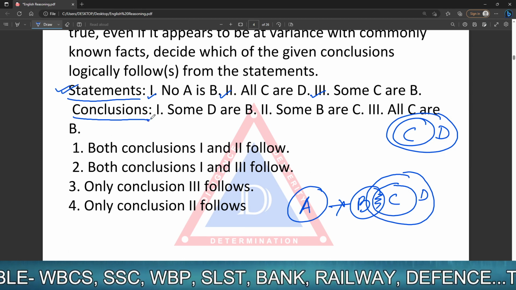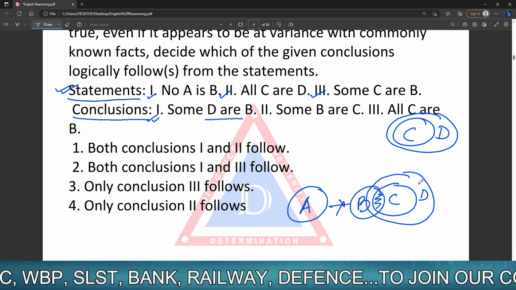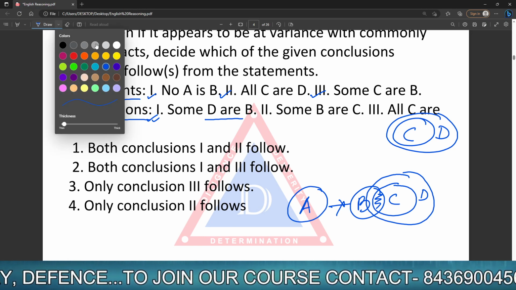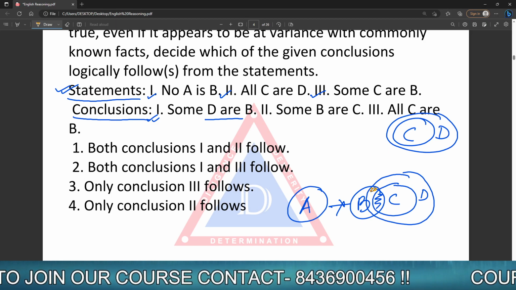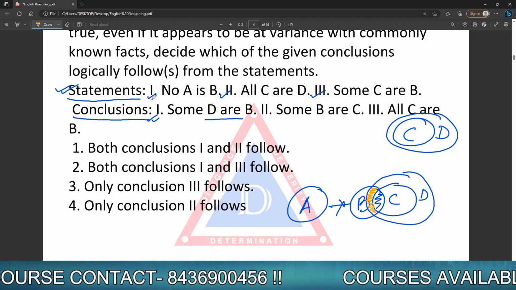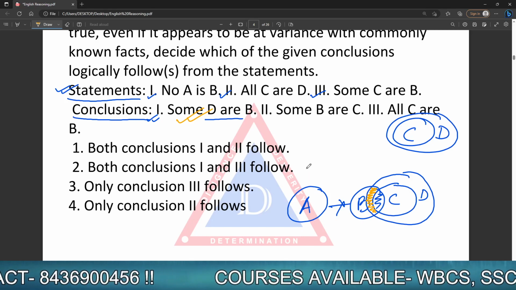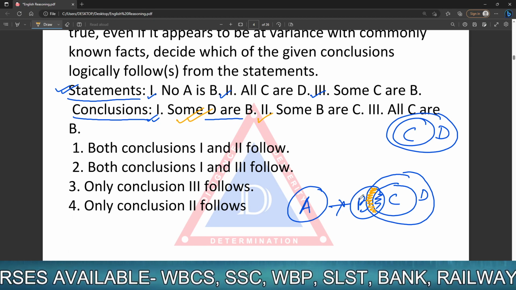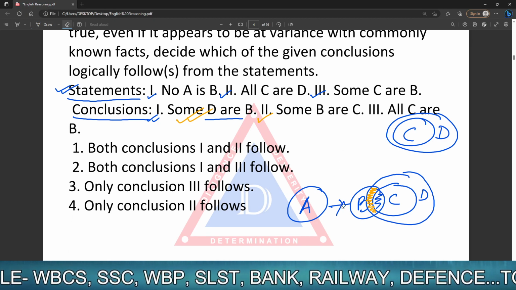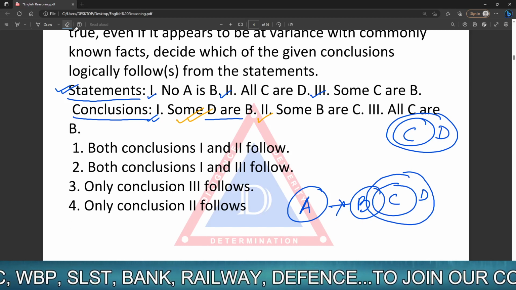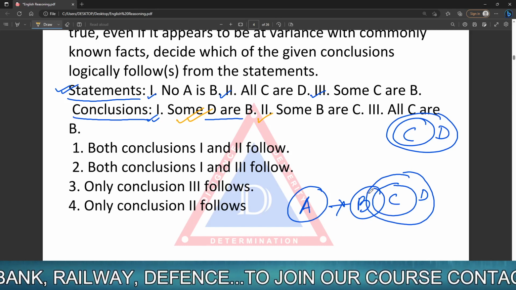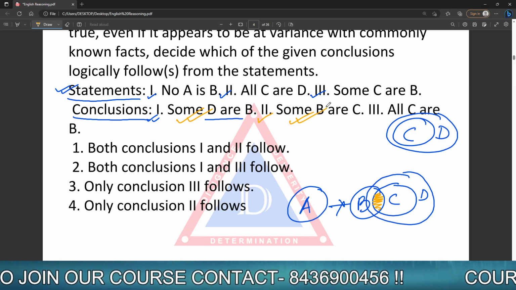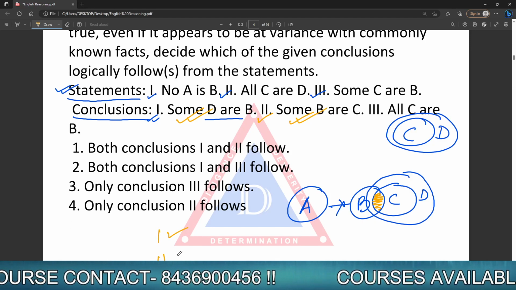The first conclusion states that some D are B. We can see some D are B. I'll just change the color for you guys. You can see this portion of D is inside of B. So the first conclusion is correct. The second conclusion says some B are C. See, this part of B is inside C. Some B are C. We can see that. So the second conclusion is also correct.